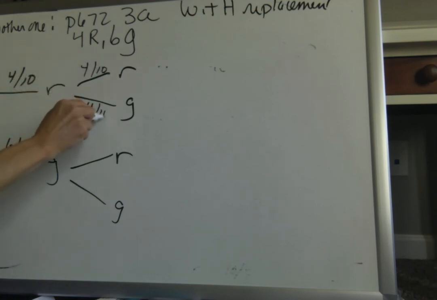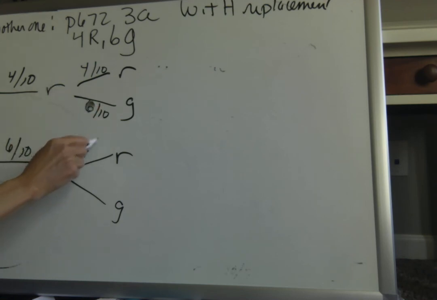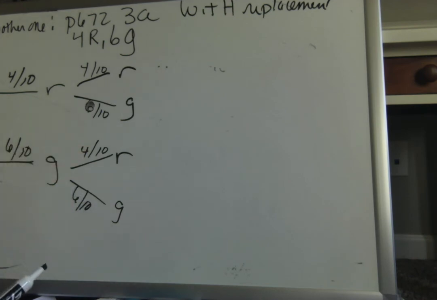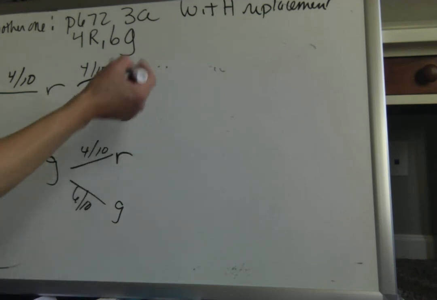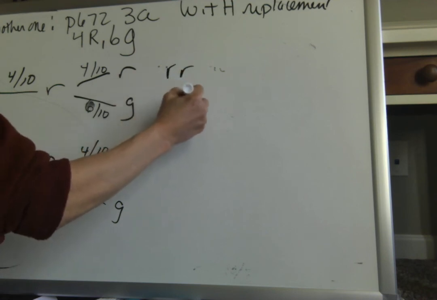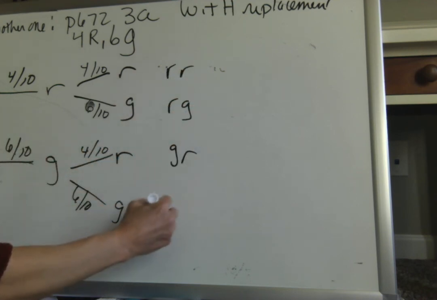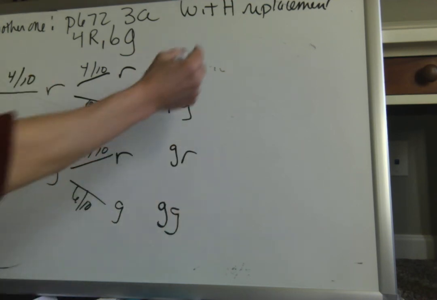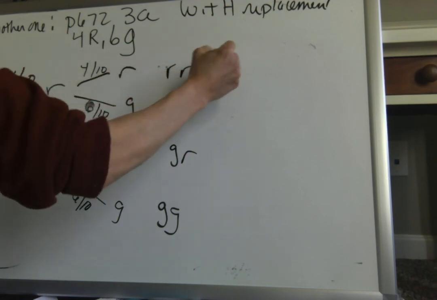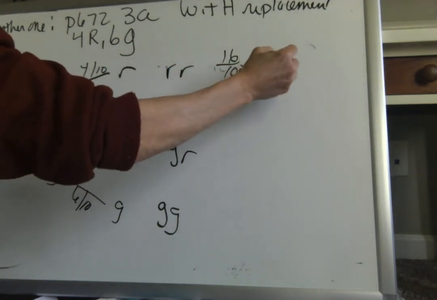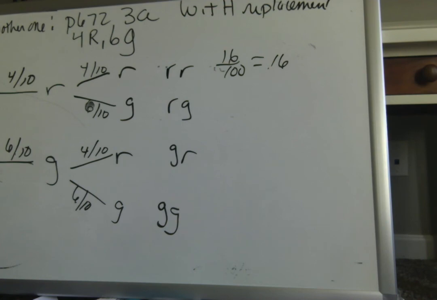Green is 6/10. Red is 4/10. Green is 6/10. See, they didn't change here since it was with replacement. So red, red, red, green, green, red, green, green. Multiplying the branches, 16 out of 100. Since this is out of 100, it's really nice, 0.16.